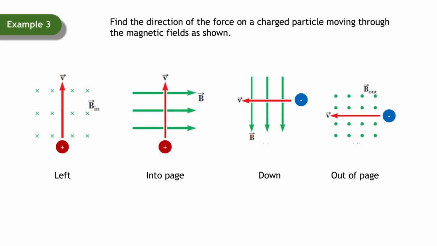In example 3, you can use Fleming's left-hand rule to identify the direction of the magnetic force. For example, in Figure 1, the magnetic force is directed to the left. In Figure 2, the magnetic force is directed into the page. In Figure 3, the magnetic force is directed downward. In Figure 4, the magnetic force is directed out of the page.